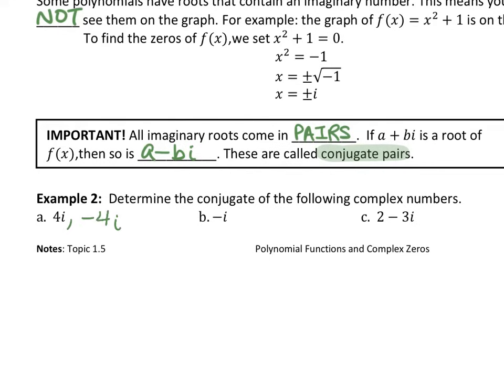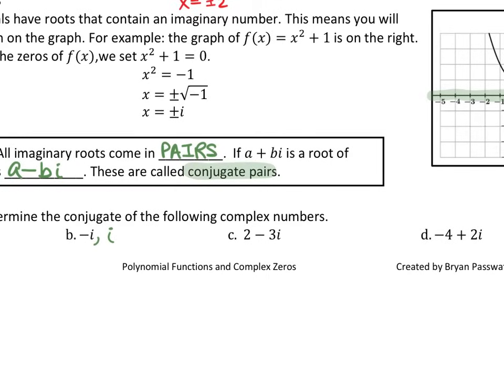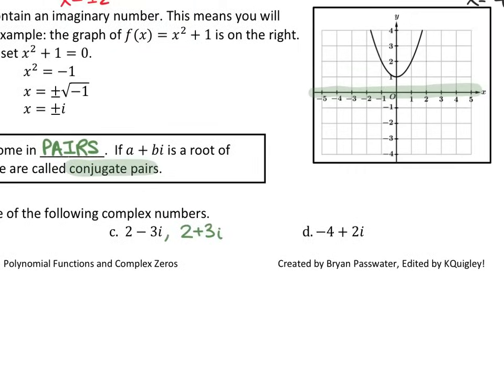Negative 4i. You change the sign of the imaginary part. That's what happened when I went a plus bi and a minus bi. So for part B, if negative i is a 0, what also is a 0? Positive i. If 2 minus 3i is a 0, what else is also a 0? 2 plus 3i. If negative 4 plus 2i is a 0, what is also a 0?